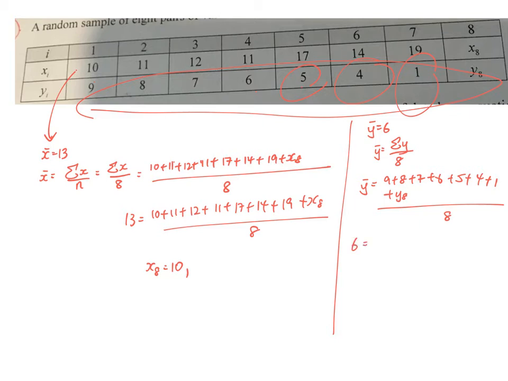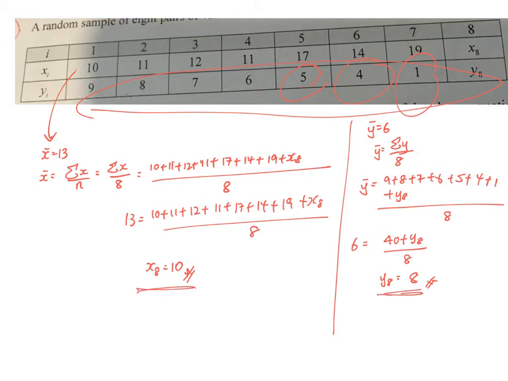6 will just be, I will sum up all of these values here. Alright, this will just be equals to 40 plus y8 over 8, divided by 8, and y8 will be equals to 8. And there you go, we have done part 1. We were able to find the values of x8 and y8.